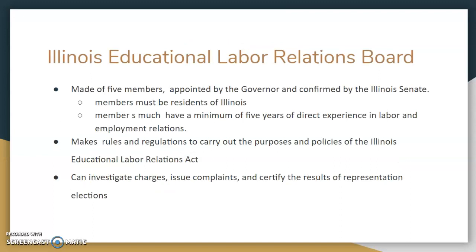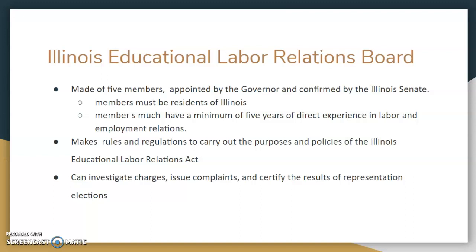Now, the Illinois Educational Labor Relations Act actually created the Illinois Educational Labor Relations Board. Now, this is a board made up of 5 members. Every governor is allowed to appoint their own new members to it, so the governor appoints them, but they have to be confirmed by the Senate. So it cannot just be him picking whoever he'd like. It has to be somebody who they approve.